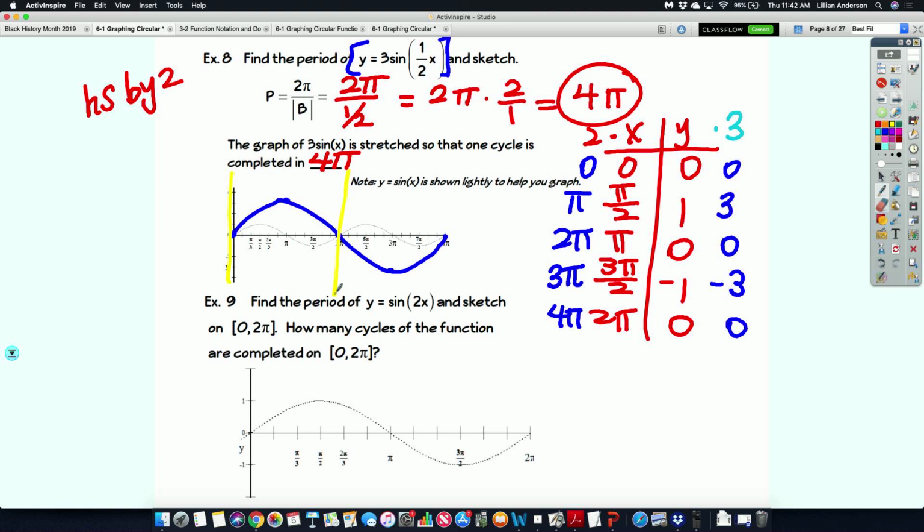Okay. Let's look at this one. We need to find the period of y equals sine 2x. What's the formula to find the period?